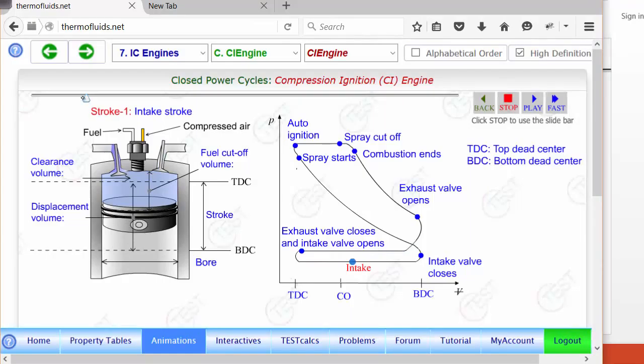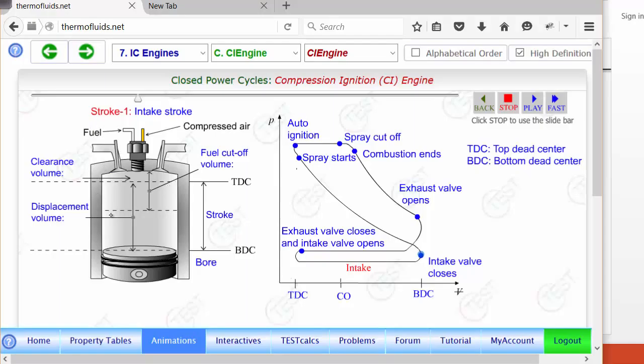As in the spark ignition engine, you see the bottom dead center, top dead center. These definitions are the same. The bore of the cylinder, the displacement volume, the volume swept by the piston, the clearance volume, the smallest volume after the gas is compressed. All of these are the same. The compression ratio, the definition is the same. It's the maximum volume divided by the minimum volume. It's called the volumetric compression ratio.